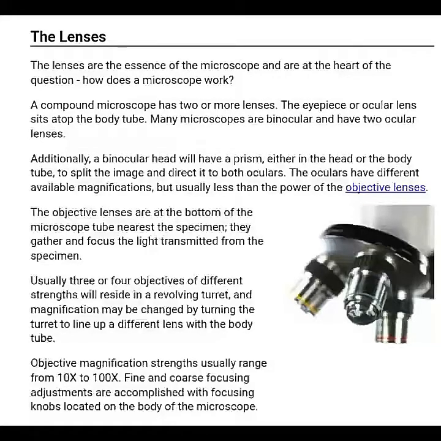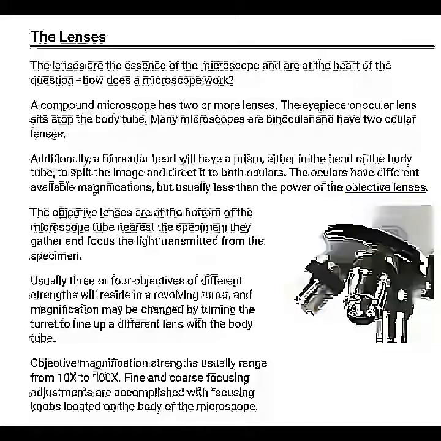The oculars have different available magnifications, but usually less than the power of the objective lens. The objective lenses are at the bottom of the microscope tube nearest to the specimen. They gather and focus the light transmitted from the specimen. Usually 3 or 4 objectives of different strengths will reside in the revolving turret, and magnification may be changed by turning the turret to line up a different lens with the body tube. Objective magnification strengths usually range from 10 times to 100 times.